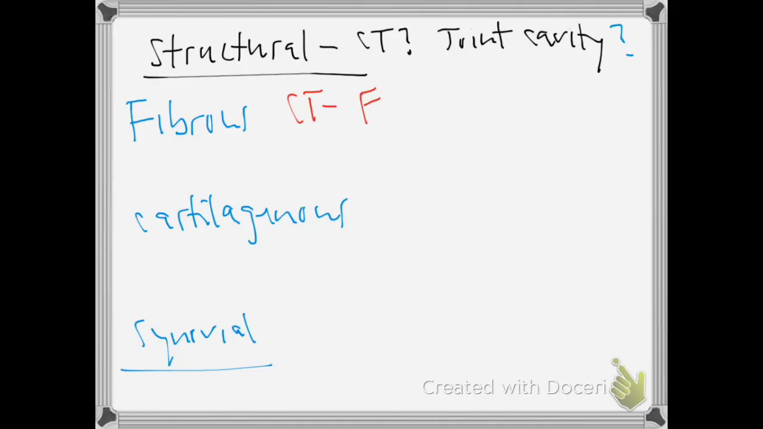Maybe fibrous connective tissue. So, a fibrous joint is made of fibrous connective tissue, and it does not have a joint cavity, so I'll just put JC. Most fibrous, again, most fibrous, not all fibrous, but most are synarthrotic. So that's a functional classification that we're doing now.